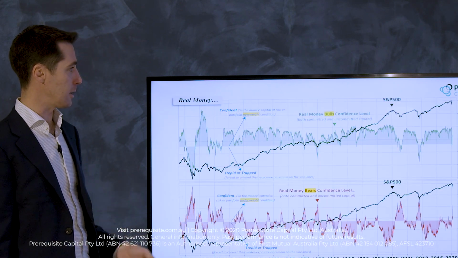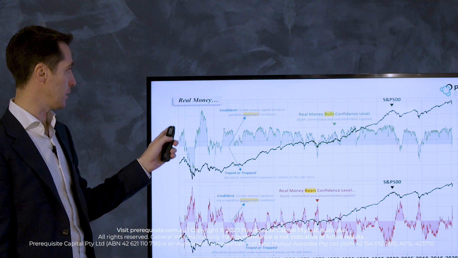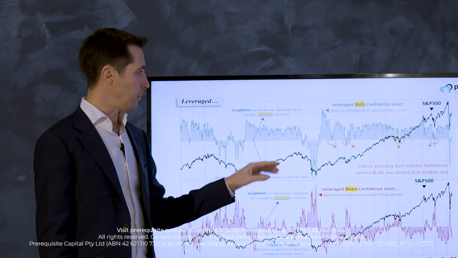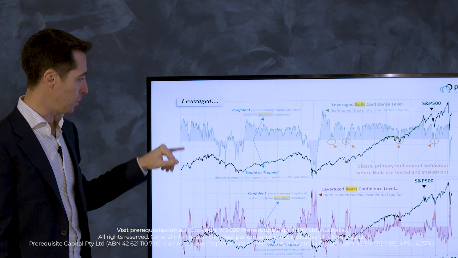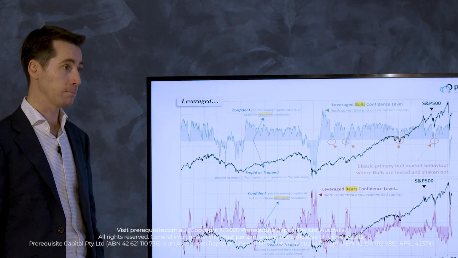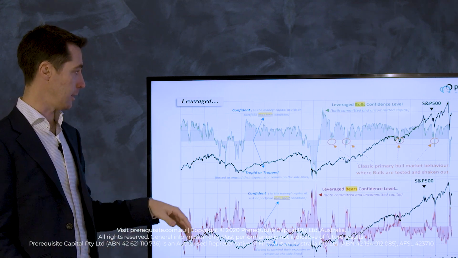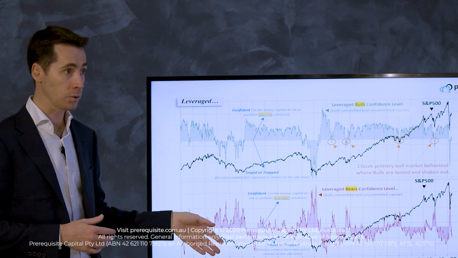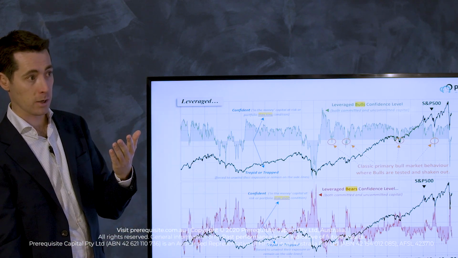So here is an example, and this is real money. We'll just skip over the leverage. Participant behavior, so bulls and bears. A bull is someone who thinks the price is going to go up and they'll get long, and bears are people who are trying to sell the share market short, like trying to make money from prices falling.